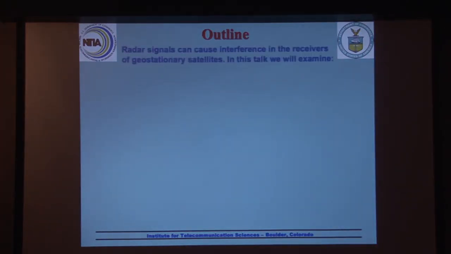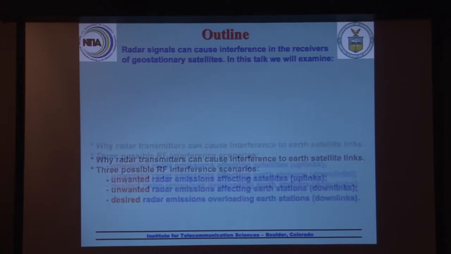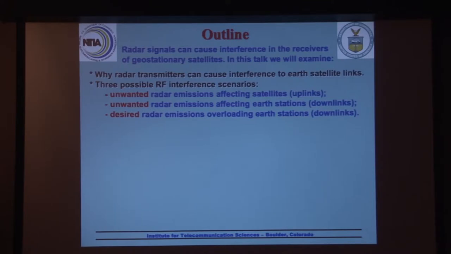So, what we're going to talk about is the fact that radar signals can cause interference into satellite receivers, and we're going to examine, first of all, why radar transmitters can cause interference to Earth station and satellite links, and we're going to look at the three possible interference scenarios where unwanted radar emissions get directly into the satellites themselves, 22,000 miles above the Earth's surface, those are the uplinks, how unwanted radar emissions get into Earth stations on your surface, the downlinks, and how desired radar emissions, the radar emissions on the assigned center frequencies of the radars, can cause overload of Earth stations, and again, those are the downlinks.